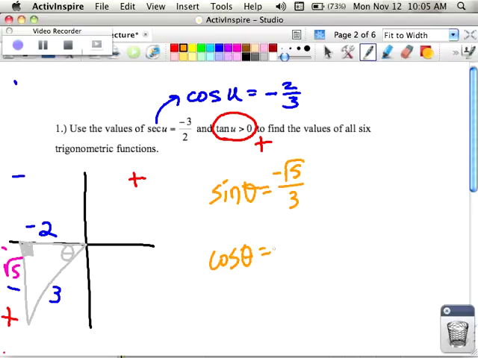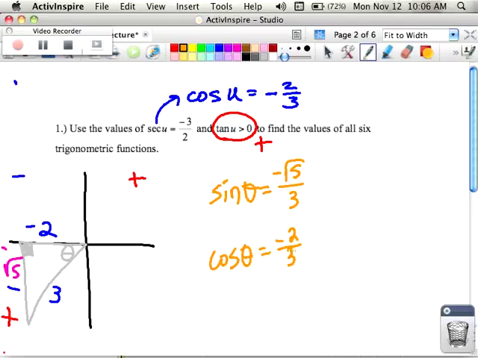No, because you subtract from the hypotenuse. We already have the hypotenuse. You add when you're looking for the hypotenuse. So you have a squared plus b squared equals c squared. This is already the c that you're going to be squaring. The cosine was the negative 2/3.